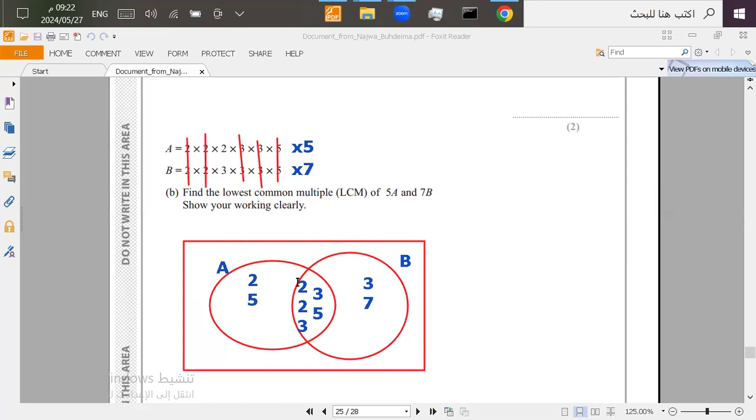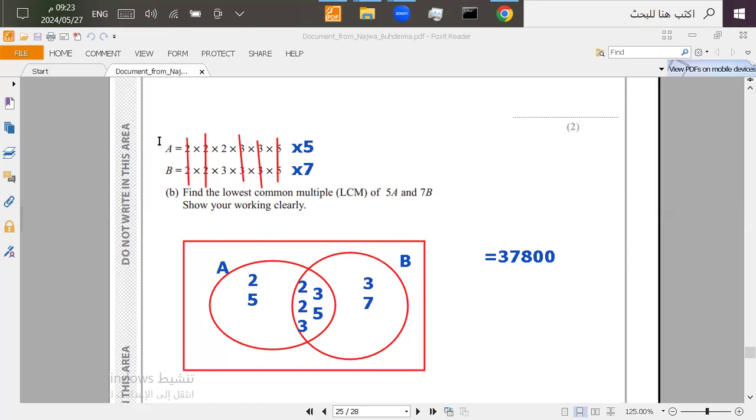To find the highest common factor, we multiply the numbers in the middle. But the question is asking us for the lowest common multiple. It means we multiply all the numbers by each other. So we multiply 2 times 5, and then 2 times 2 times 3 times 3 times 5, and then times 3 times 7. And the answer will be 37800. This is the lowest common multiple for these two numbers.